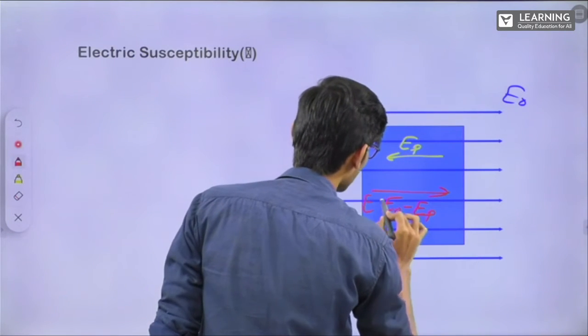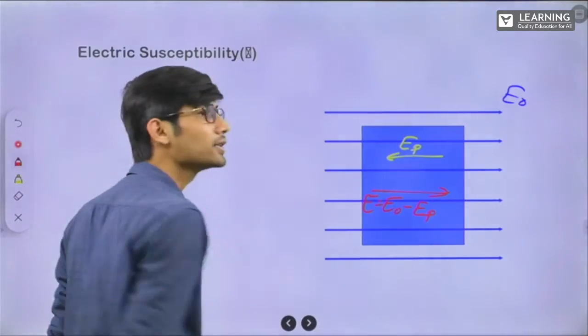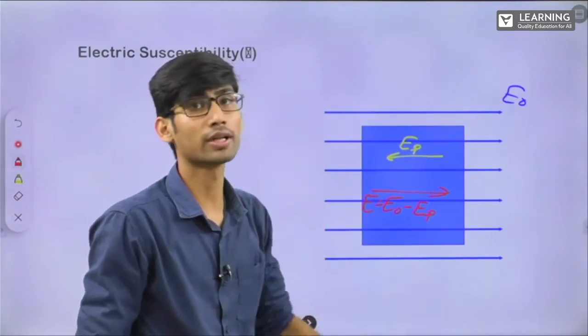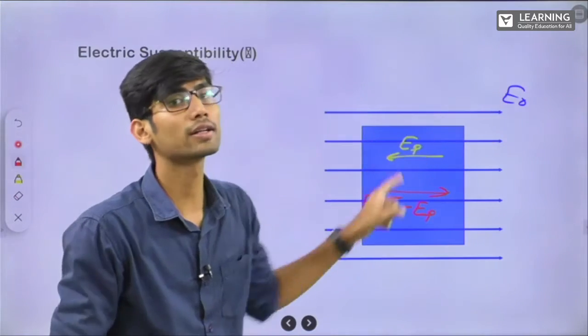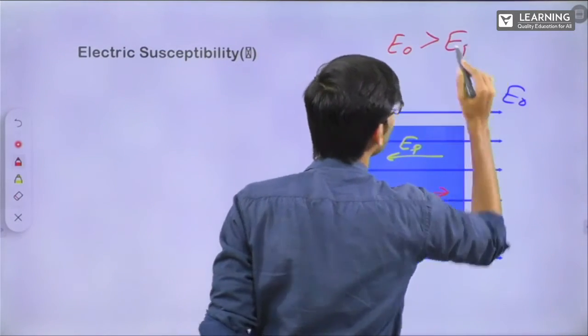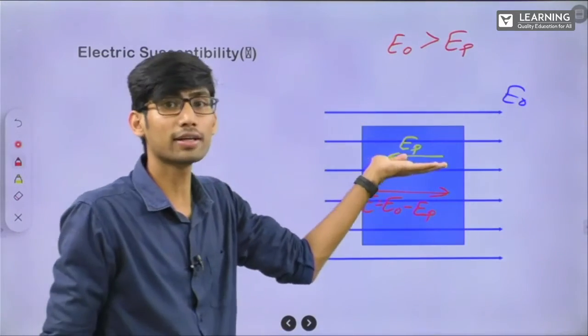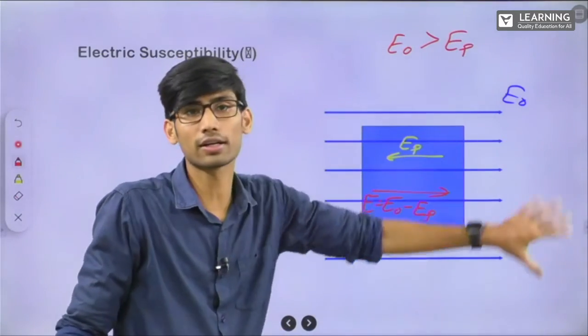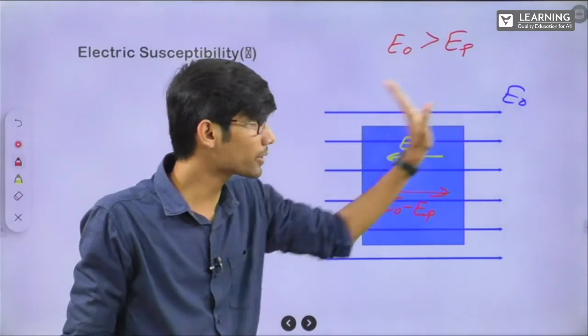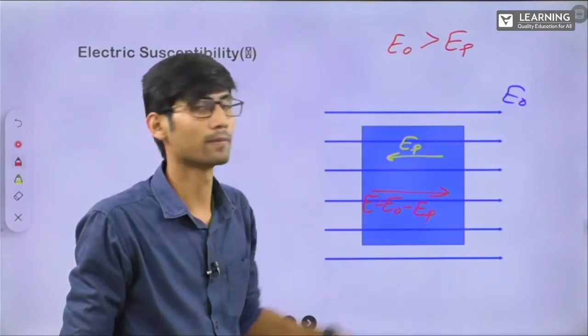Why will the net electric field be in this direction? If you do the vector sum, this is in this direction, this is in the opposite direction. This will always be greater than this. E naught will always be greater than E polarized. Why? Because this electric field is produced because of this electric field.